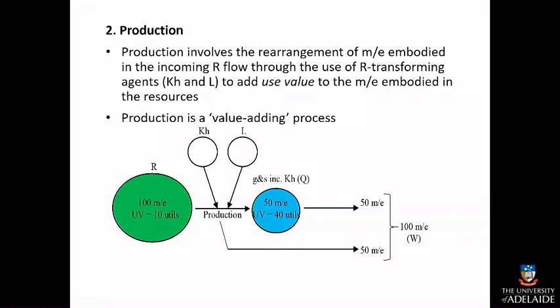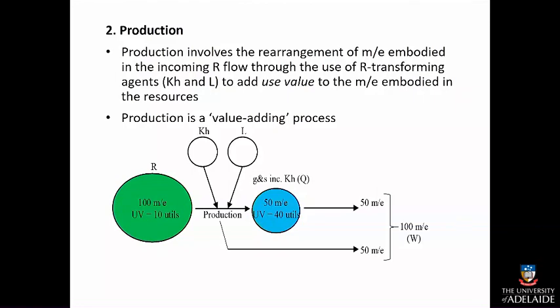Now, during the production process, some of those units of matter and energy will be embodied in the goods and services produced. But there will be some immediate waste. Okay? And I've got there the quantity of immediate waste is 50 units of matter and energy. Now, the 50 units of matter and energy embodied in the goods and services eventually become waste, once the goods and services have been consumed or they're worn out through use. So it turns out, and I'll talk a little bit about this soon, that the quantity of matter and energy entering the economy as resources ultimately equals the quantity of matter and energy that exits as waste.